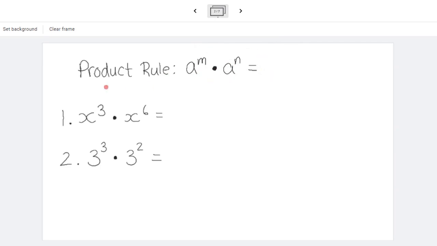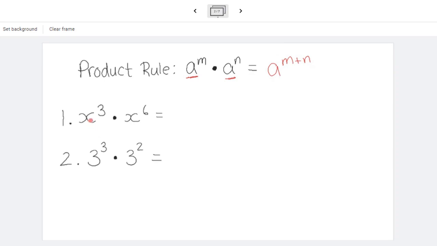All these rules that we're going to talk about today only apply when the bases, which are the a's right here, are the same, okay? So these rules only apply when the bases are the same. So since we have the same bases here, we're going to carry out the product rule. So we have a to the power of m plus n, because in the product rule, we're going to add our exponents, okay? So let's get on with the examples.